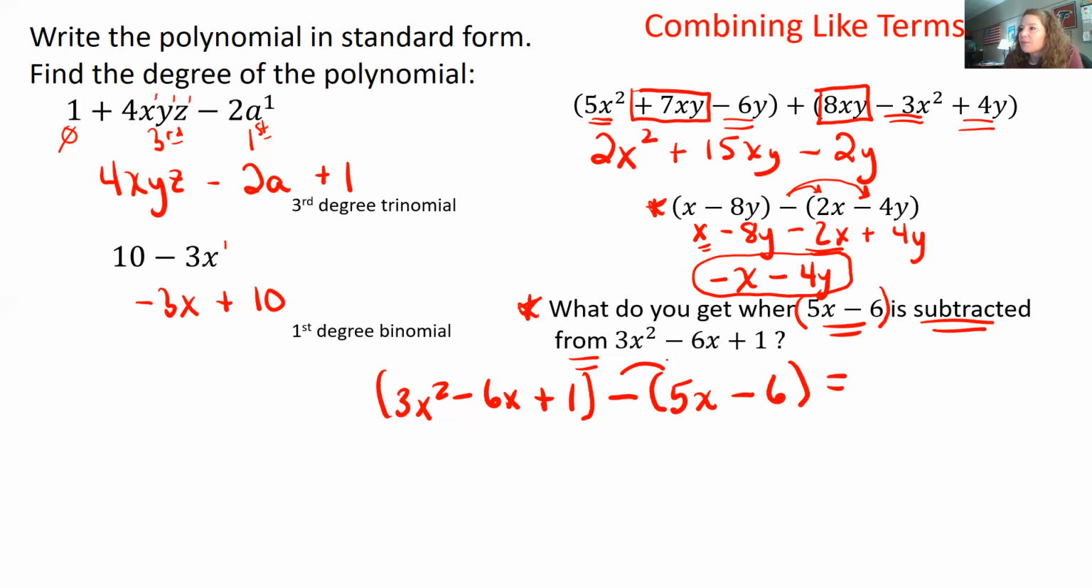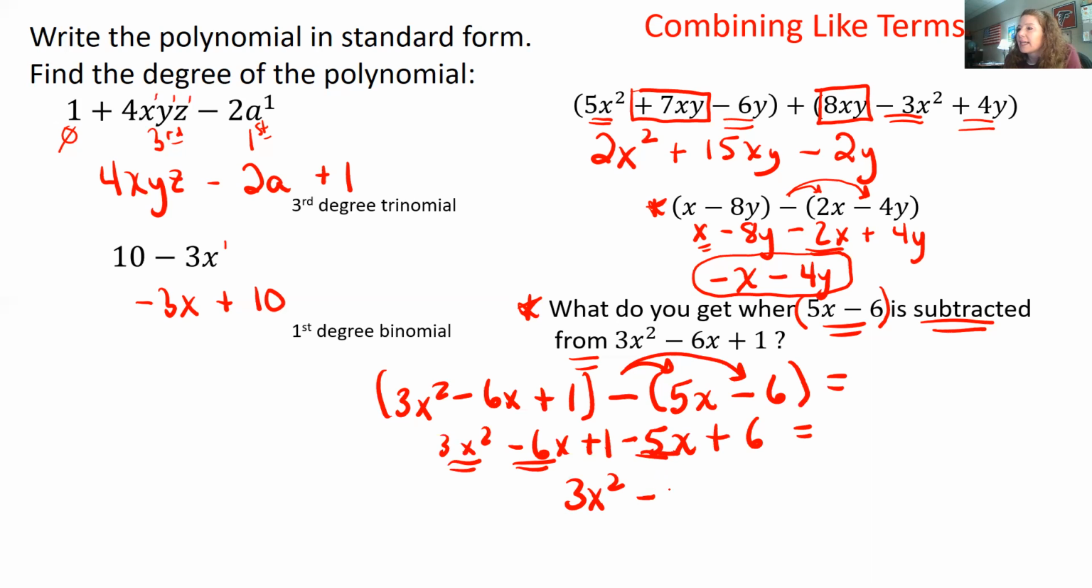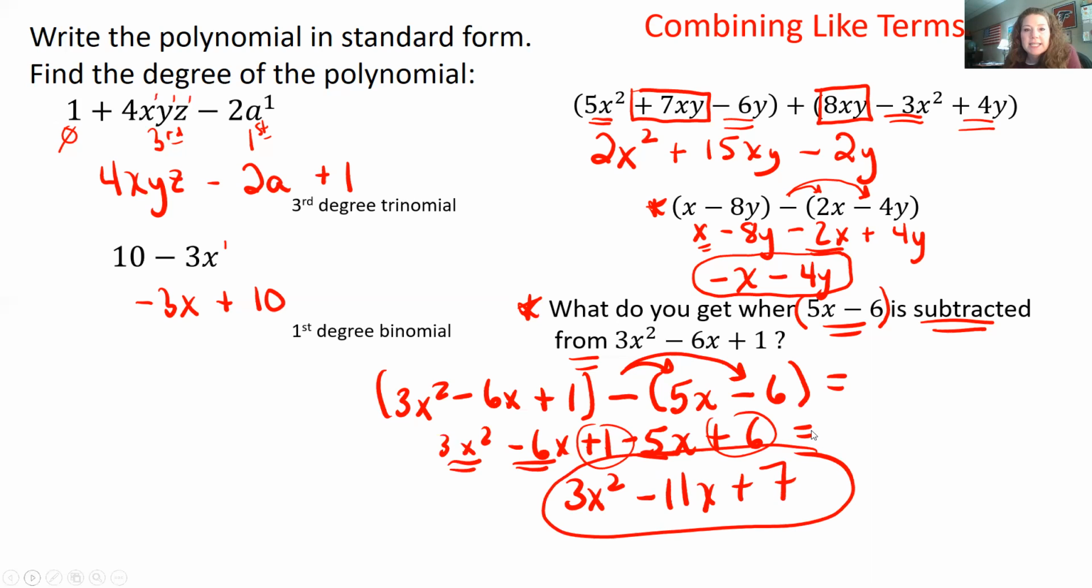So we're going to have to distribute this negative sign. So we're going to write 3x squared minus 6x plus 1. And then we're going to do minus 5x. And then the opposite of -6 is positive 6. And now we combine like terms. This term is by itself. We're going to combine -6x and -5x, and we get -11x. And then finally, we add 1 plus 6 and get plus 7. So that's our answer.